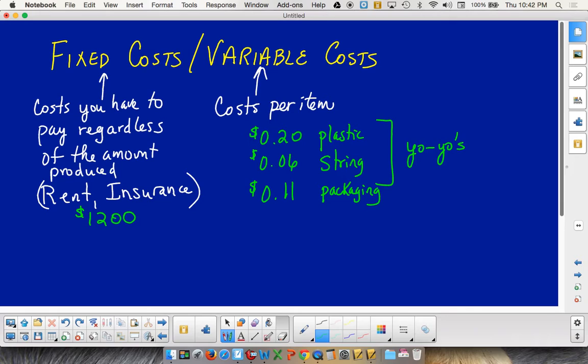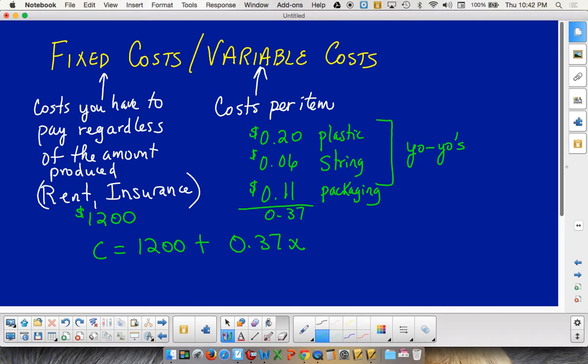So how do I turn that into an equation for my cost? Well, we know that cost, then the fixed costs are flat $1,200. They are not changing. Plus, how much are we spending per yo-yo? Well, if you add up all those individual costs, looks to me like we are spending 37 cents per yo-yo total. And so if we make 100 yo-yos, it's 100 times 37 cents. If we make 1,000 yo-yos, it's 1,000 times 37 cents. So we would write that as 37 cents X. That would be a cost equation with fixed and variable costs.